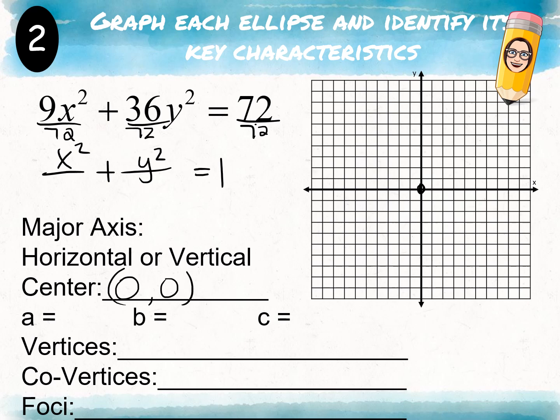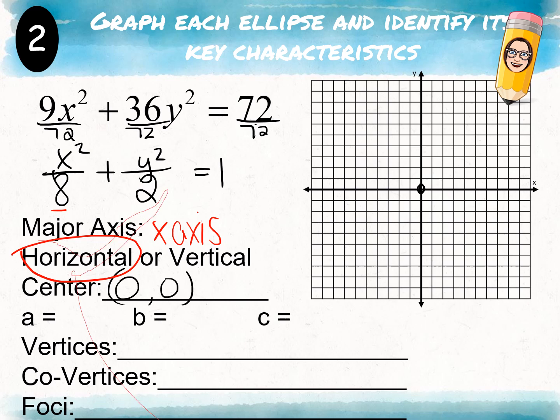So 72 divided by 9, we're going to get a nice clean 8. 72 divided by 36 is 2. The larger value, the larger denominator, is 8. It's under the x, so that means the x-axis is my major axis, which means we are orientated horizontally.